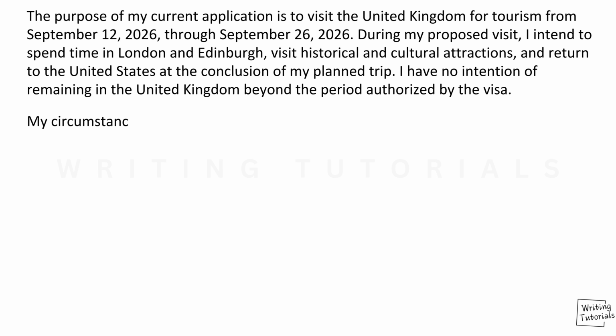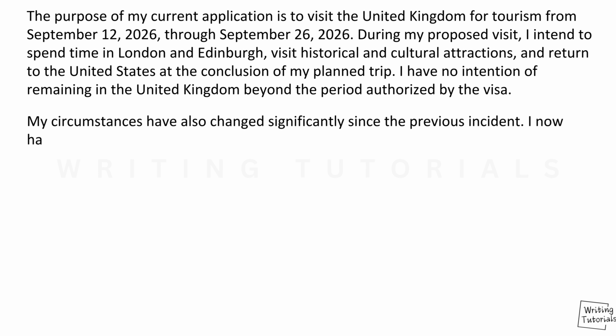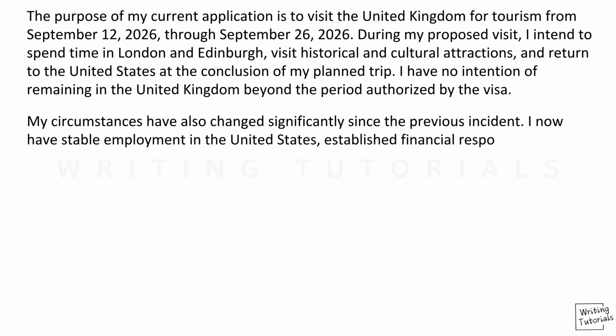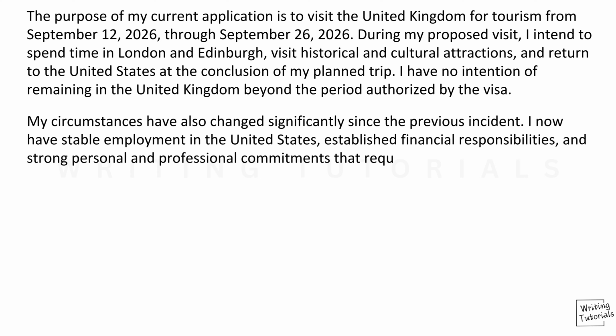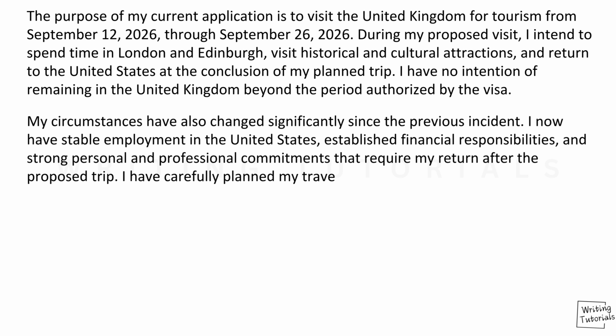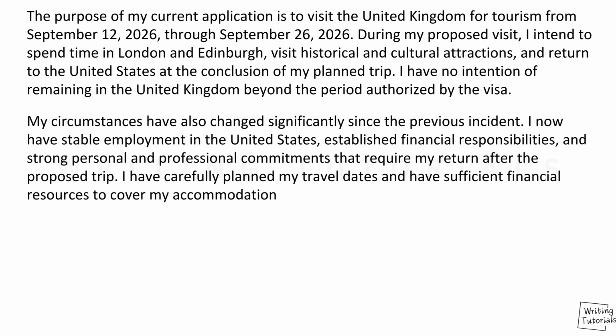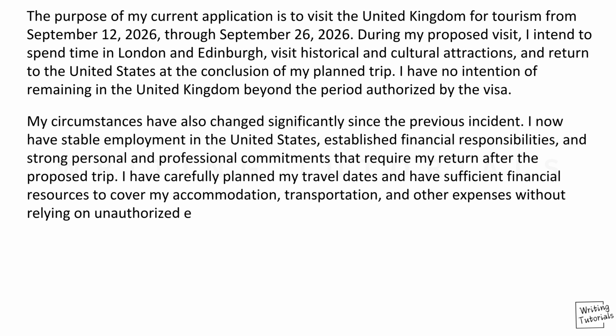Next, explain what has changed since the previous incident. The sample says, "My circumstances have also changed significantly since the previous incident." This introduces one of the most important parts of the letter. The applicant explains that she now has stable employment in the United States, established financial responsibilities, and strong personal and professional commitments requiring her return. This section helps demonstrate that the applicant's present circumstances are different from those surrounding the previous immigration issue.